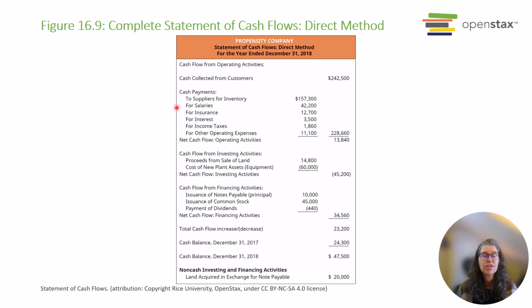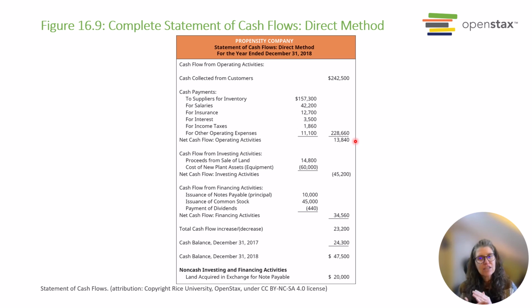You paid your workers, insurance, interest, taxes, and then other operating expenses. This information comes from your income statement, right? You're looking at your expenses so that you can see where that cash went out. So we just want to track that out directly. And you'll notice, as we said, that $13,840, same net as in the indirect method.